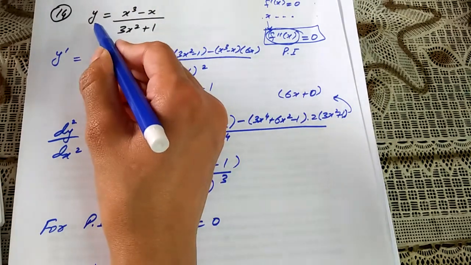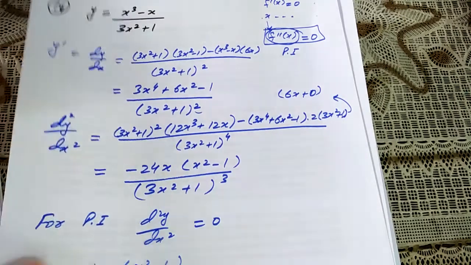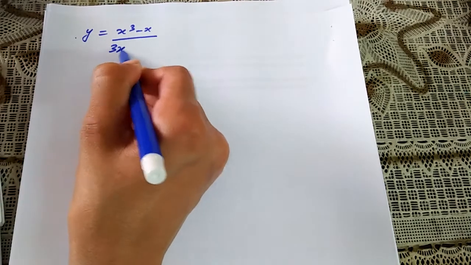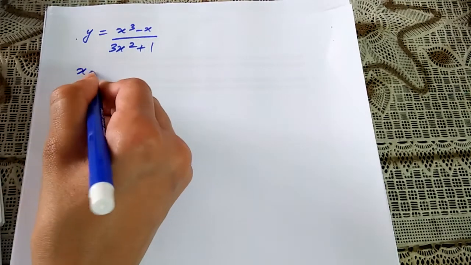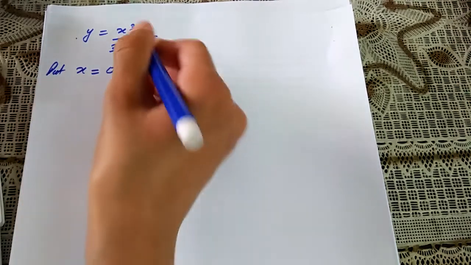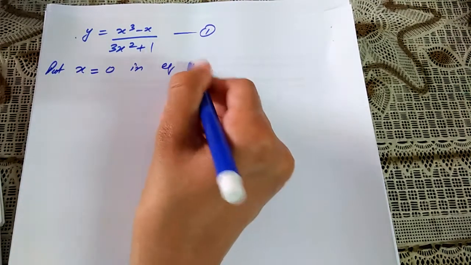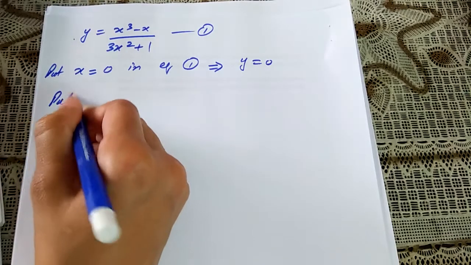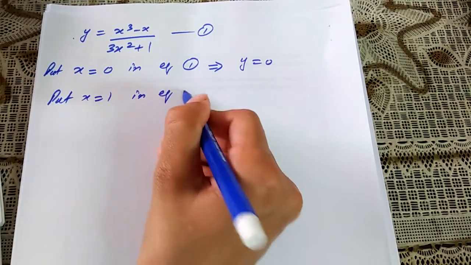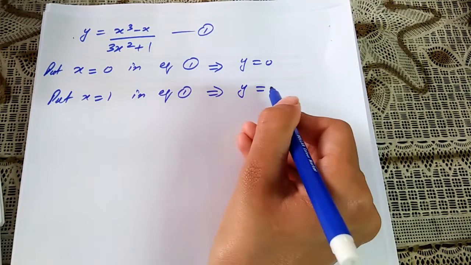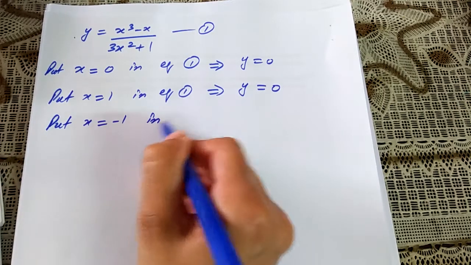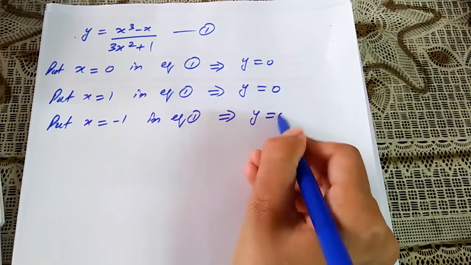Use these values in the given function and get the values of y. Our given function is y equals x cubed minus x over 3x squared plus 1. For the first point, put x equals 0 in equation number 1. We get y equals 0. Now put x equals 1 in equation number 1. We get y equals 0. Now put x equals minus 1 in equation number 1. We again get y equals 0.